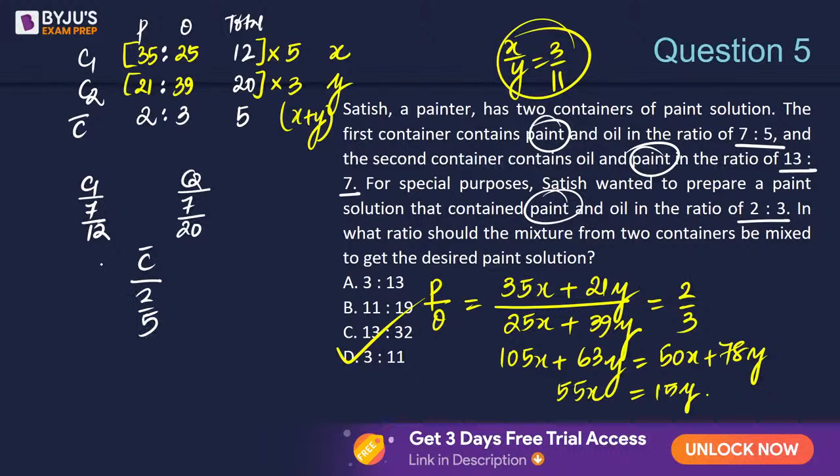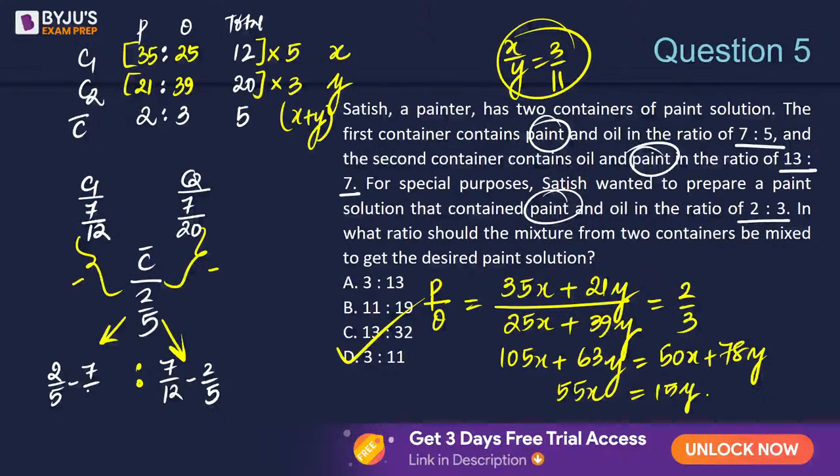Then you take the difference of the first container and the average, and the second container and the average, and write them as a ratio. So 7 by 12 and 2 by 5. So this is 7 by 12 minus 2 by 5. The next side is, since 2 by 5 is greater, 2 by 5 minus 7 by 20. So if I take 20, this is 8 minus 7 by 20. 5 into 4 is 20, 2 into 4 is 8.